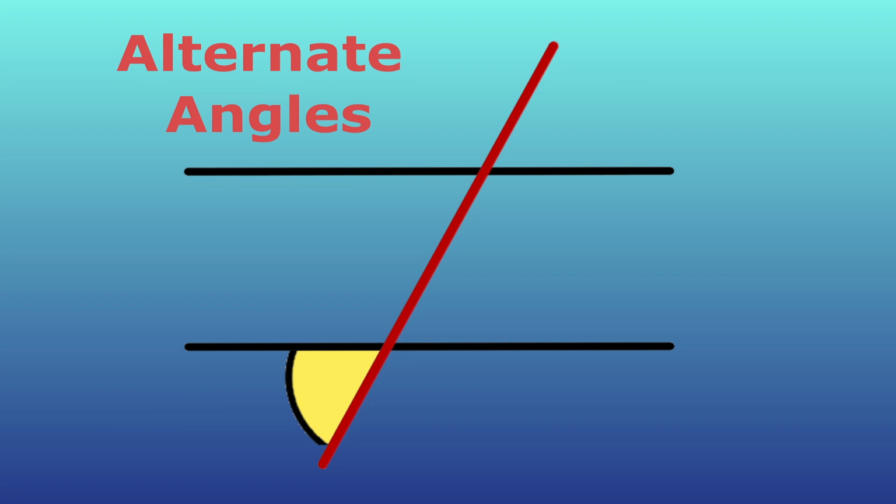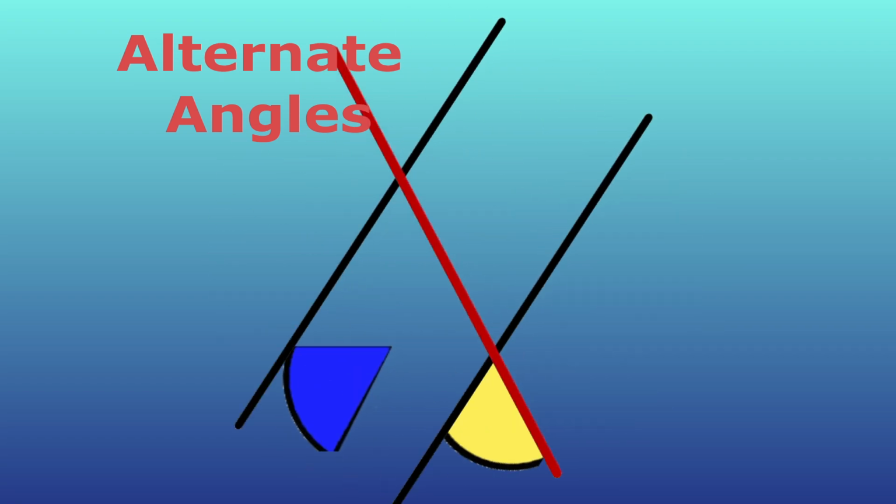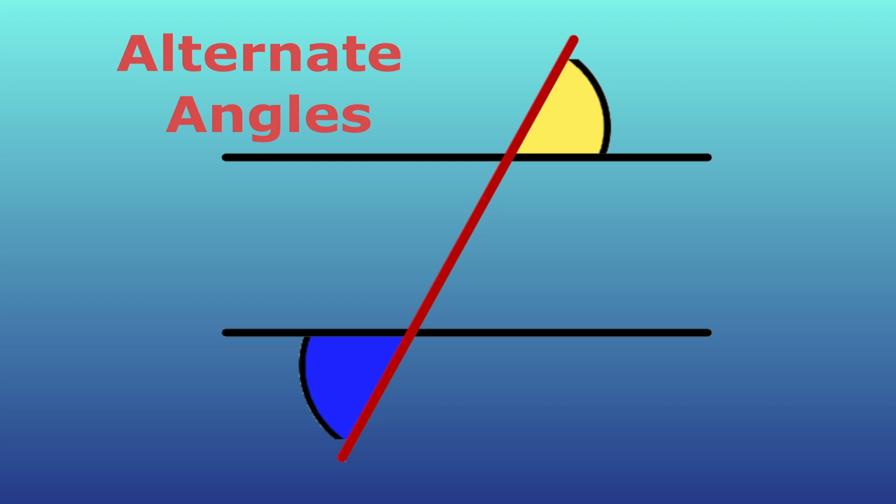Let's flip it back and fill in the other angle with the color blue. Now, when we flip the diagram, the yellow lands exactly in the blue angle's position. This means that the yellow angle is alternate to the blue angle, and vice versa.